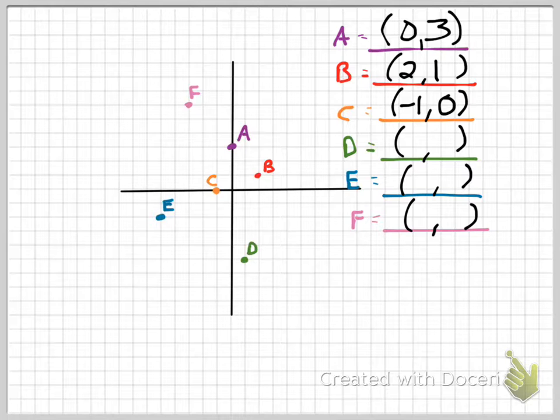Letter D. Where's it at on the x? Where's D at on the x? Where's that? 1, right? It's over 1. It's simply over 1. So it's at 1.